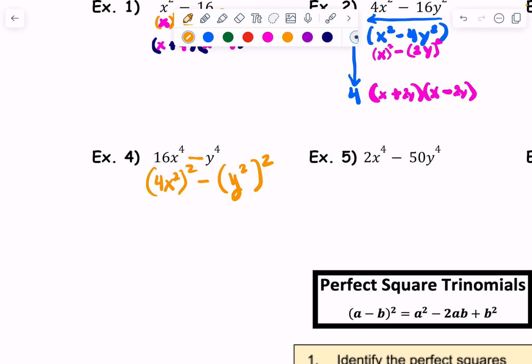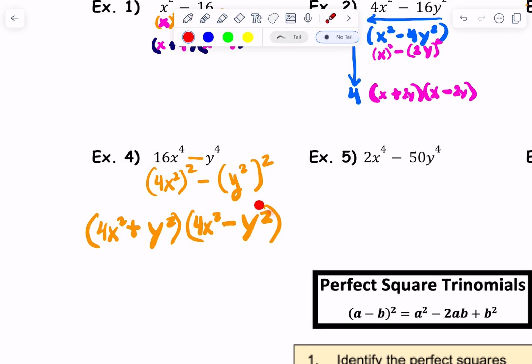So now that we have the difference in perfect squares, we're going to make our two factors. One with a plus and one with a minus. The first term is 4x squared. And the last term is y squared. Now, just like the last one, we're going to see if we can go any further. And we're really only looking at this one because it's the difference. And we see that this is a perfect square and this is a perfect square. So we can keep going.